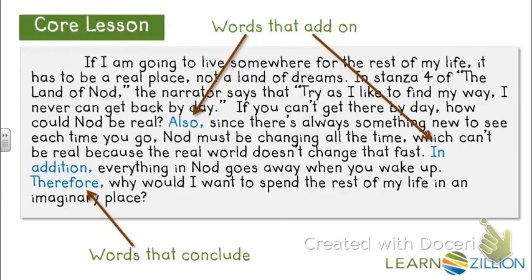If I am going to live somewhere for the rest of my life, it has to be a real place, not a land of dreams. In stanza 4 of The Land of Nod, the narrator says that try as I like to find my way, I never can get back by day. If you can't get there by day, how could Nod be real? Also, since there's always something new to see each time you go, Nod must be changing all the time, which can't be real because the real world doesn't change that fast. In addition, everything in Nod goes away when you wake up. Therefore, why would I want to spend the rest of my life in an imaginary place?